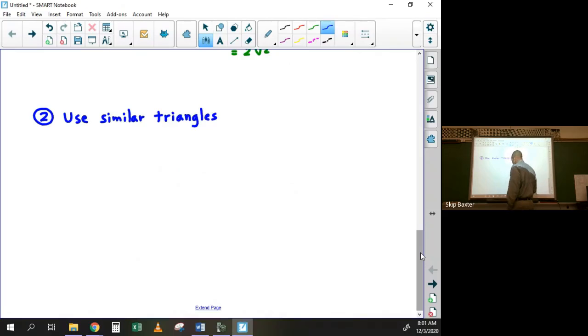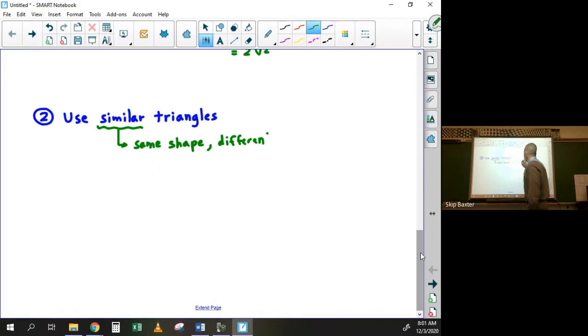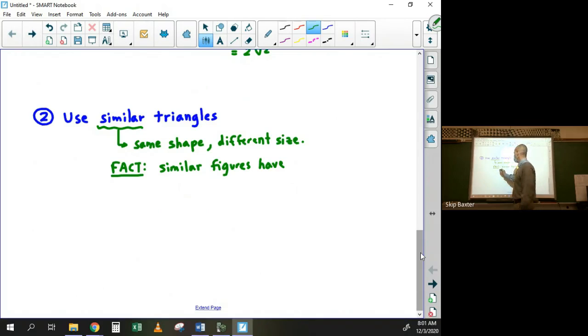So we haven't really talked about similarity very much, but similar triangles are just triangles that are the same shape, different size. And the thing about similar figures is that they have proportional sizes.